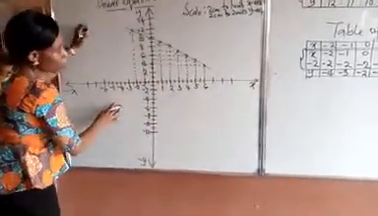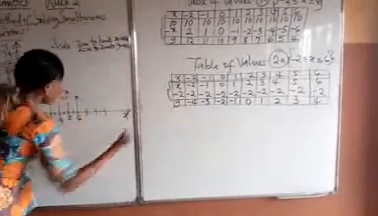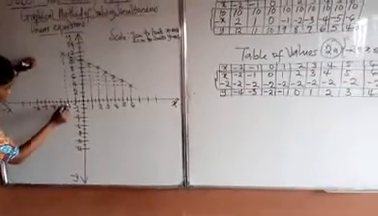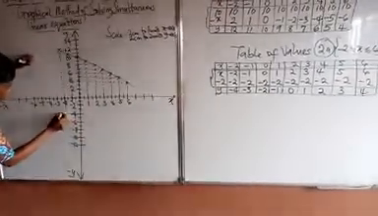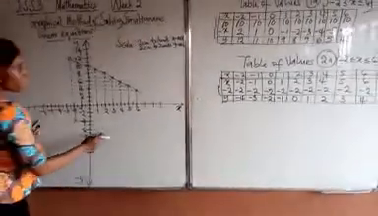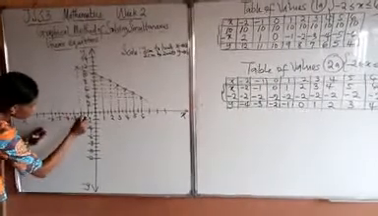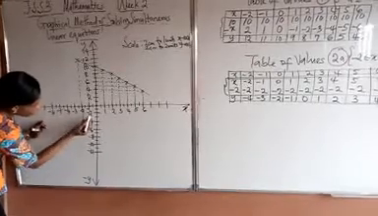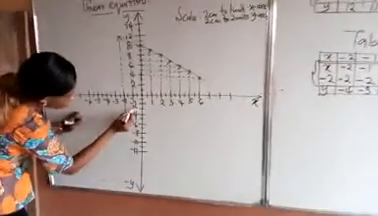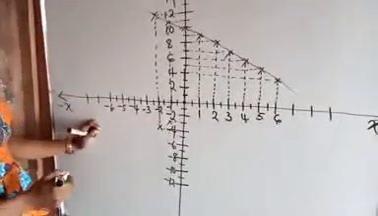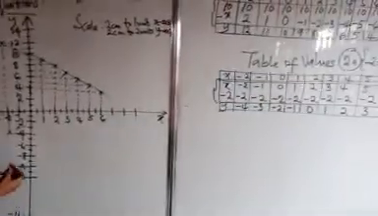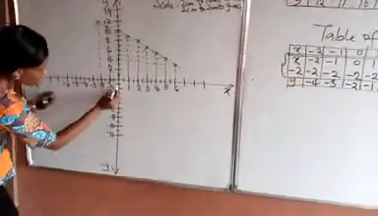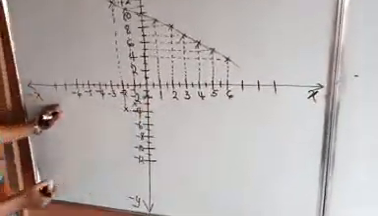For the second table, when x is minus 2, y is minus 4. So you connect minus 2 to minus 4. When x is minus 1, y is minus 3. Minus 3 is between minus 2 and minus 4. This is my minus 3. When x is 0, y is minus 2. This is x 0, y is minus 2. You have minus 2 this way.